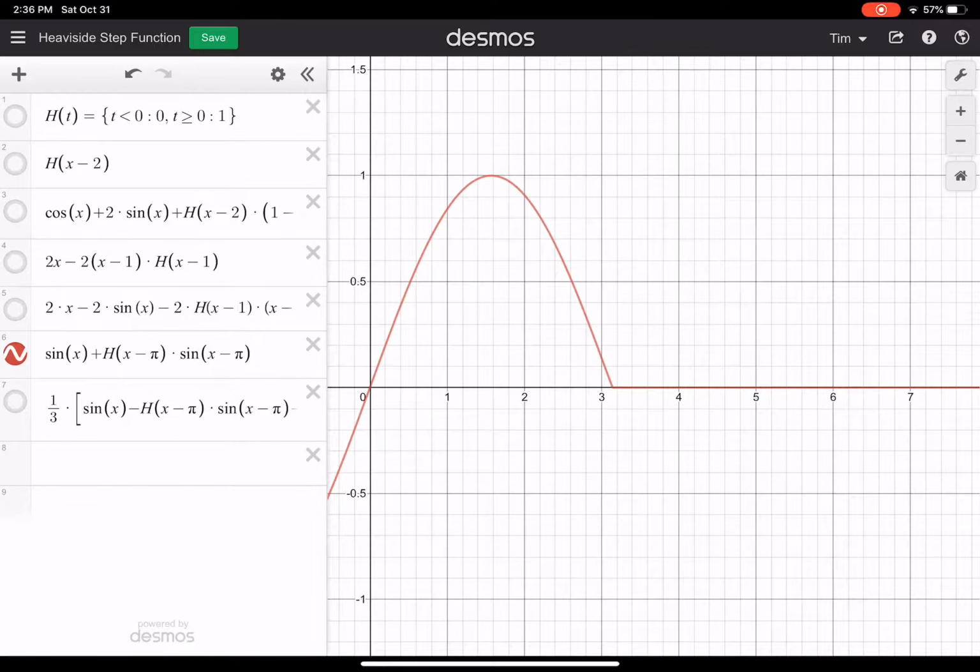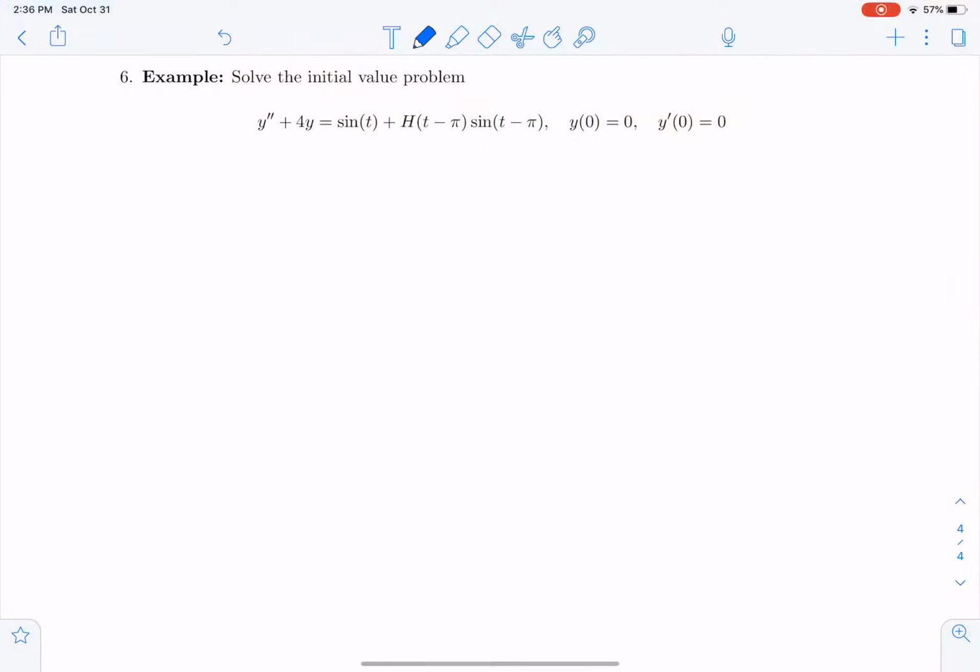So we want to understand how this system behaves if we give it a forcing term of sine of t, essentially for half of a period, between 0 and pi, and then we're going to turn off that forcing term.